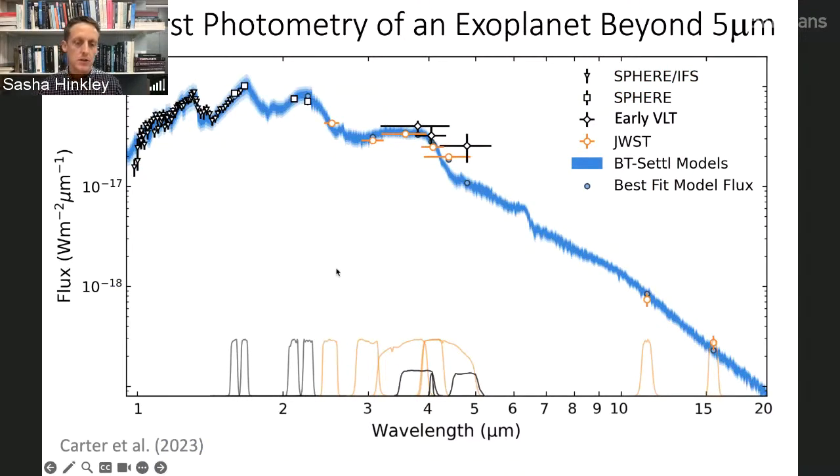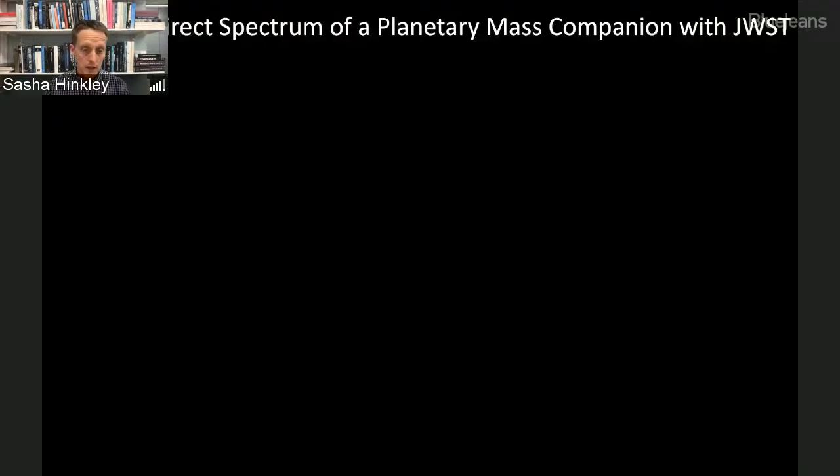But we're not just here to talk about coronagraphic performance. We're here to talk about photometry of exoplanets. And so our observations of HIP 65426 really allowed us to get the first ever photometry of an exoplanet beyond 5 microns, shown here by these orange points, and you can compare them to these old VLT points here as well. But really, what we'd like to do is spectroscopy on these objects.